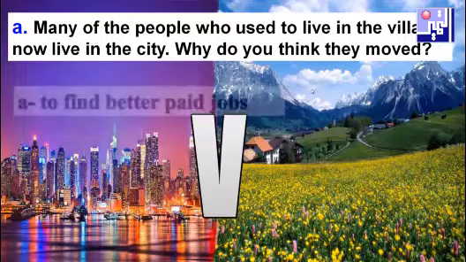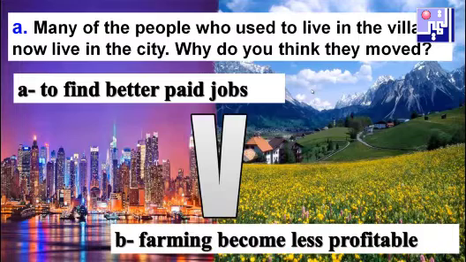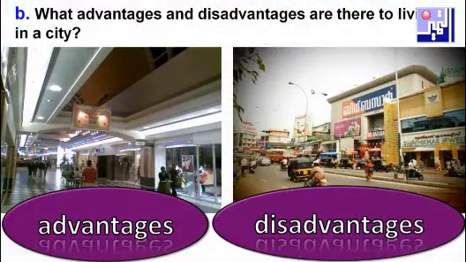So the first one is people move to live in the city to find better paid jobs. On the other hand, people move from the village to live in the city because farming became less profitable. No money, no benefits, no public service, no anything. So farming became less profitable.